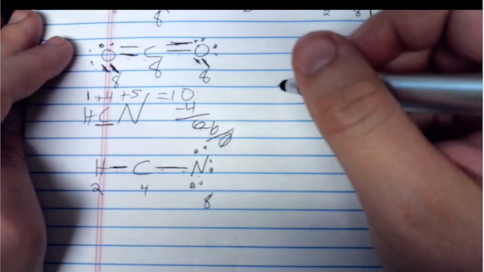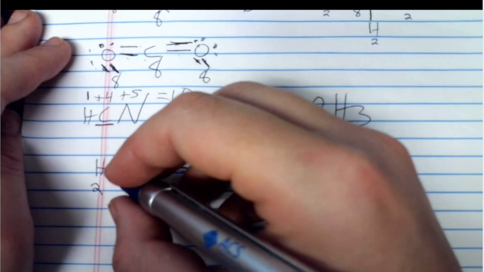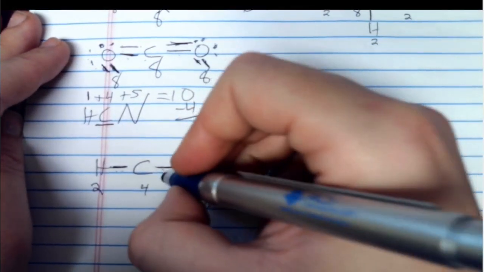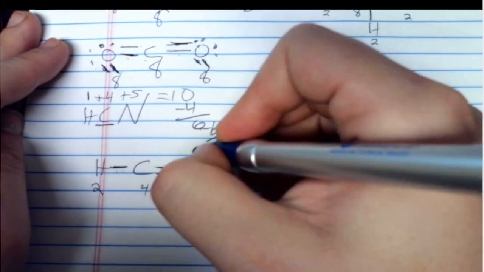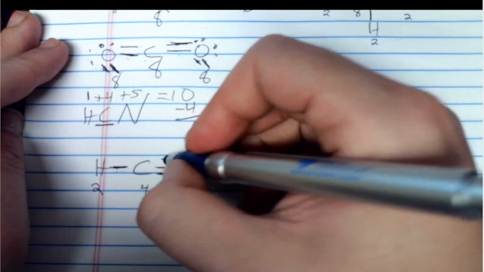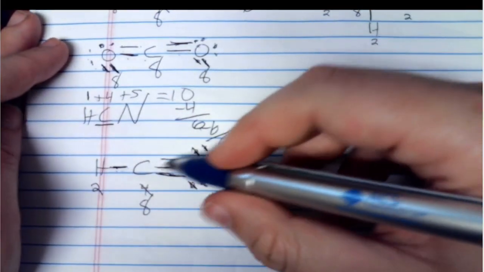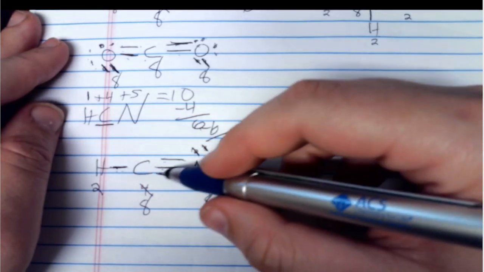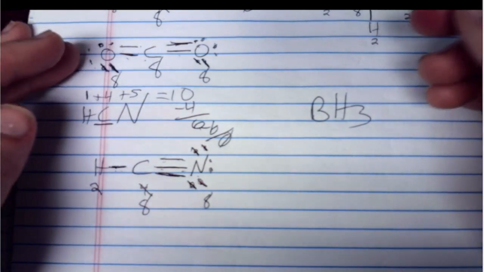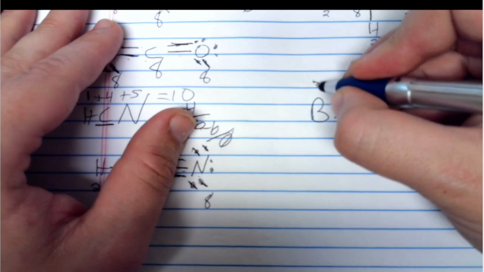Now, we can only take from lone pairs. We cannot take from bonds. So hydrogen has nothing to give. So what are we going to do? We're going to take 1 set from here, 1 set from there, and now suddenly we have 8. And this nitrogen has 8. It's good.